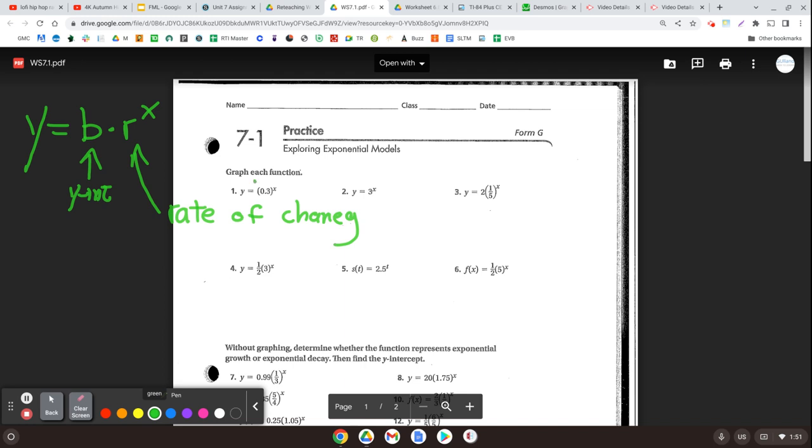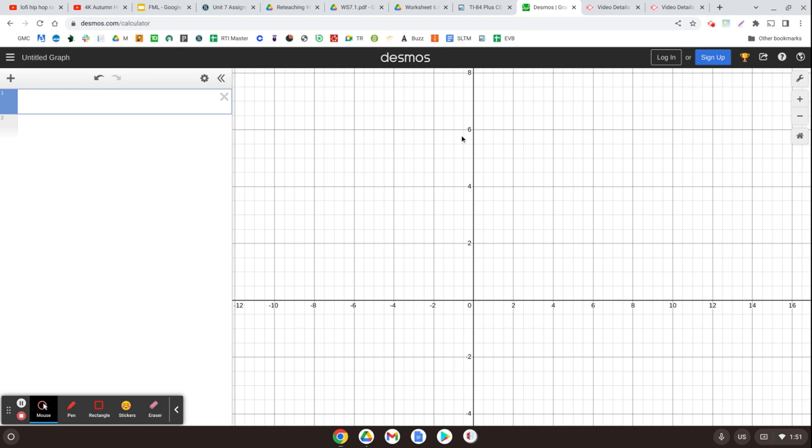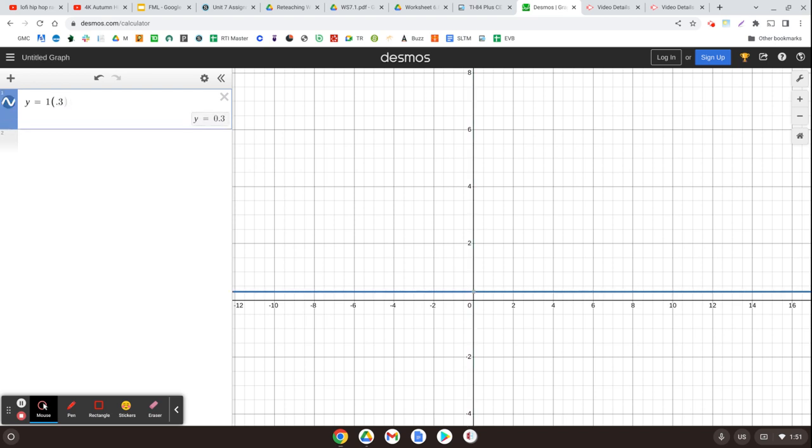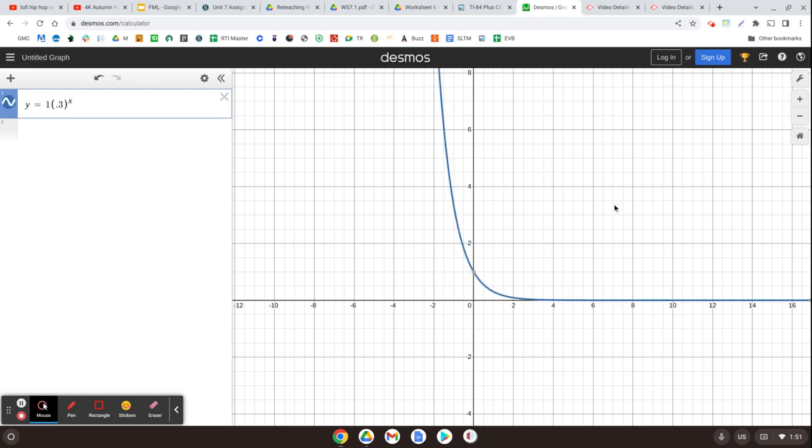So number 1, it's y equals 1 times 0.3 to the x. When we multiply by something that's less than 1, but still positive, it's going to make it get smaller. So let's take a look at Desmos. Type in y equals, I'll put my 1 in there, but I don't need it, times 0.3, and then caret x. And look what's happening. Here's our y-intercept at 1.